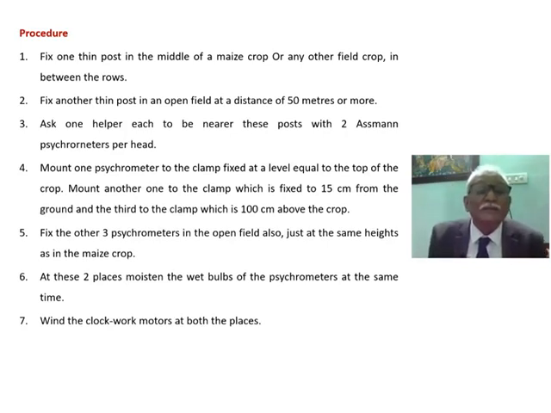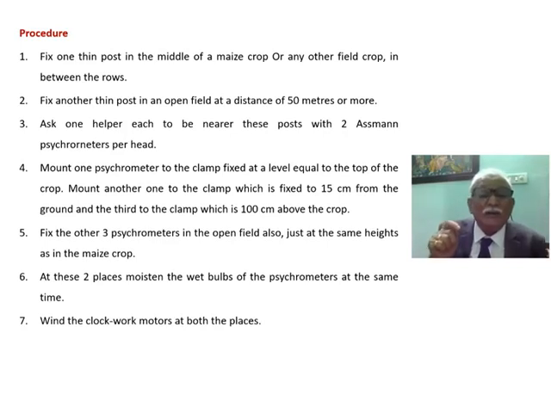So fix one thin post in the middle of a maize crop or a cover crop or a wheat crop. My experiment for MSc was on a wheat crop; I fixed it in the wheat crop. One thin post in any other field crop in between the rows, and another post in the open field. Ask a helper: you take the help of a person. You keep 2 persons, one at each post. Give them 2 osmo psychrometers per head.